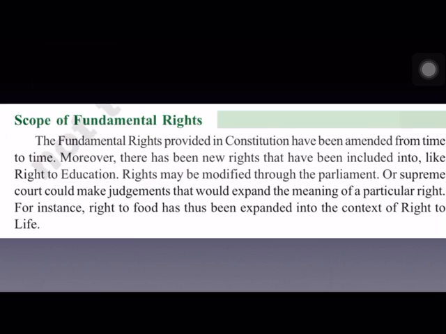And also the Supreme Court can expand the meaning of a particular right through its judgments. For example, right to food. The meaning of this right to food has been expanded and included in the right to life. Because we need food for living. Right to life means right to live. To live, we need food. So the meaning of the right to food has been expanded and it has been included in the right to life.